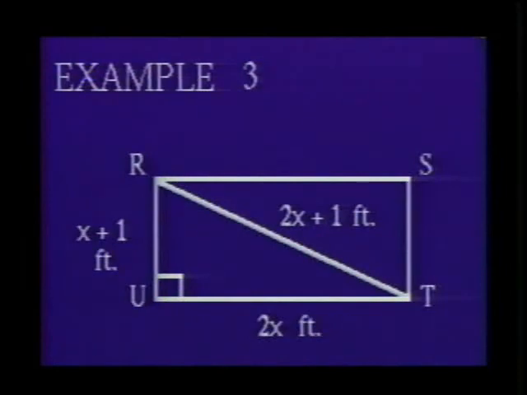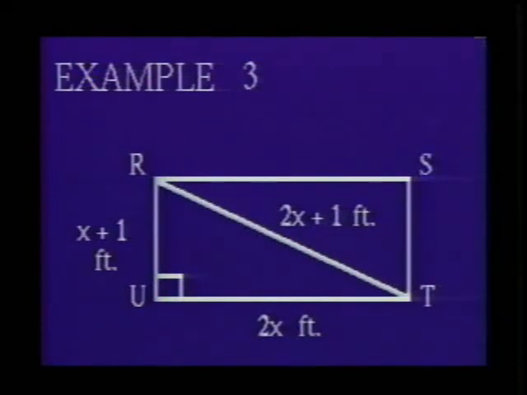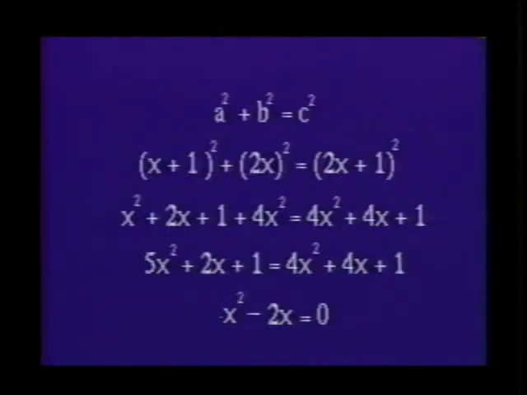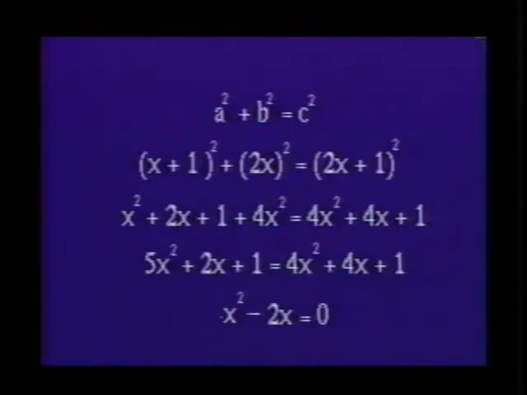Example 3. Determine the dimensions of rectangle RSTU. Given the length of side RT is 2x plus 1 feet, the length of side RU is x plus 1 feet, and the length of side UT is 2x feet. Because we know that the figure is a rectangle, we know that angle RUT is a right angle, which allows us to use the Pythagorean theorem to find the length and width of the rectangle.